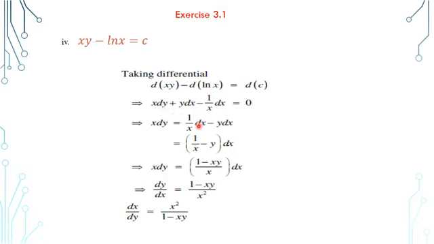Take dx term on the right hand side, taking dx common, 1 over x minus y, taking LCM, we have (1 minus xy) over x. When x goes to the right hand side denominator, it becomes (1 minus xy) over x square, and this dx goes to the left hand side denominator. So dx by dy is equal to x square over (1 minus xy).